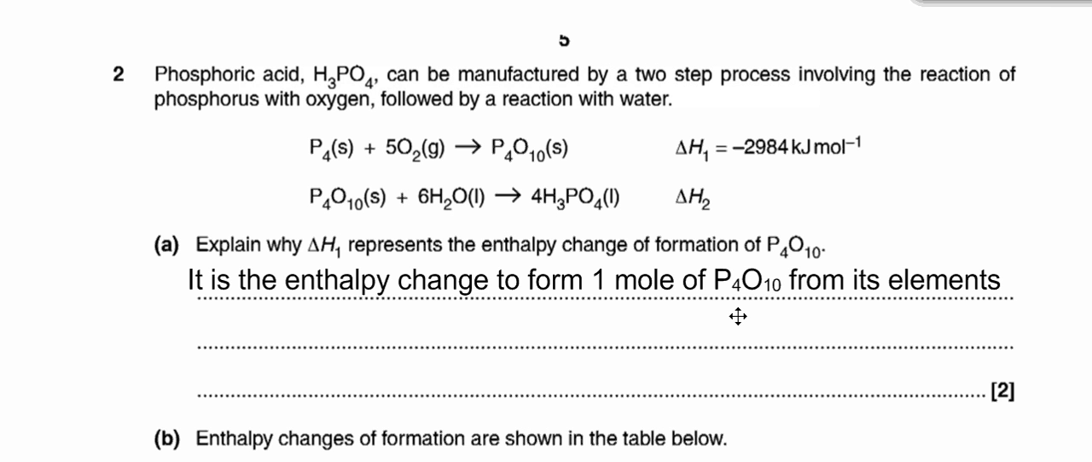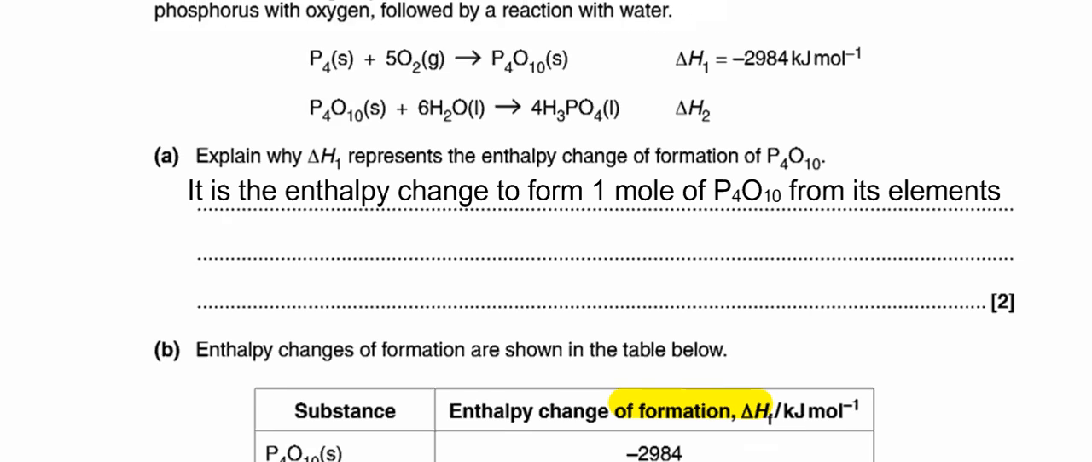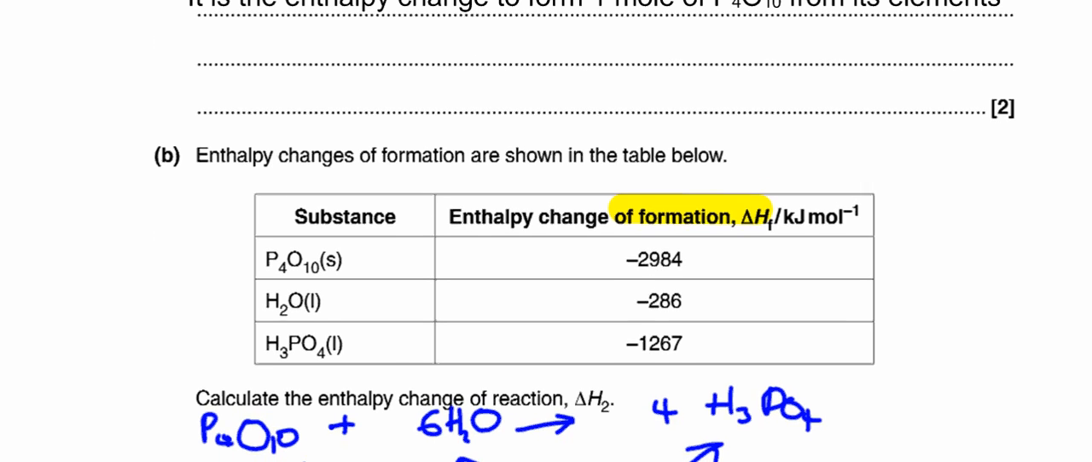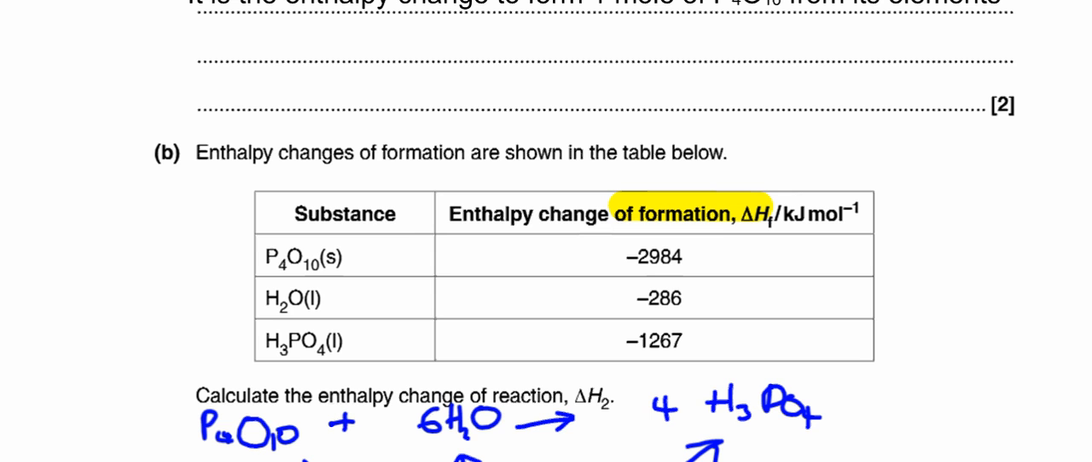Then part B wants you to actually do a calculation. So enthalpy changes of formation are shown in the table. Here we've got our table. It's given you formation data. So if you're going to try and draw your cycle, you want to start, and I apologise for the scruffiness of that equation, with the top equation for delta H2 that you've got there, so P4O10 plus 6 water will give you the enthalpy change delta H2 and produce 4 phosphoric acid.